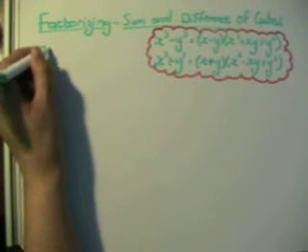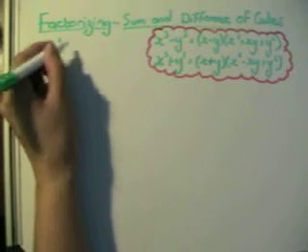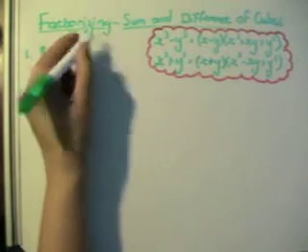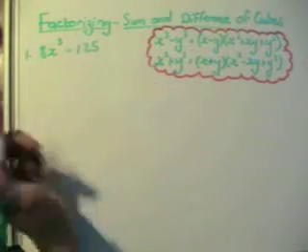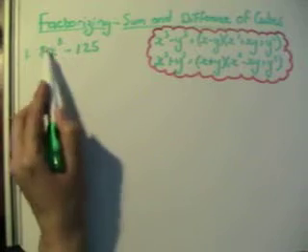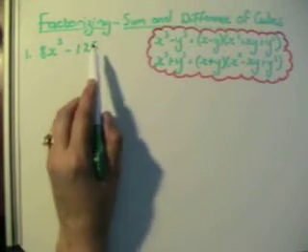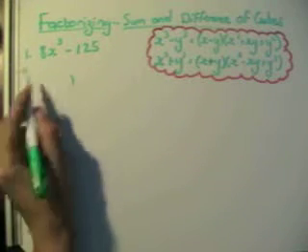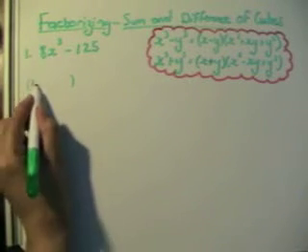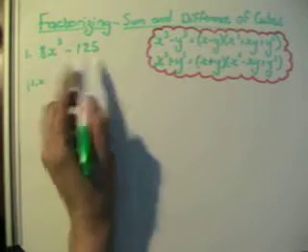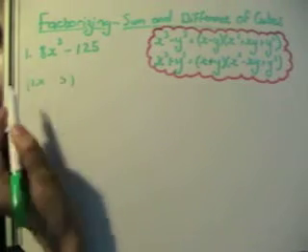So say for instance I have 8x cubed minus 125. Now how I want to factorize this, I immediately see I can't take out the highest common factor. This is a cubed number, a cubed number, and a cubed number, and I get for the first bracket the cube root of 8 is 2, the cube root of x to the power of 3 is x, and the cube root of 125 is 5.